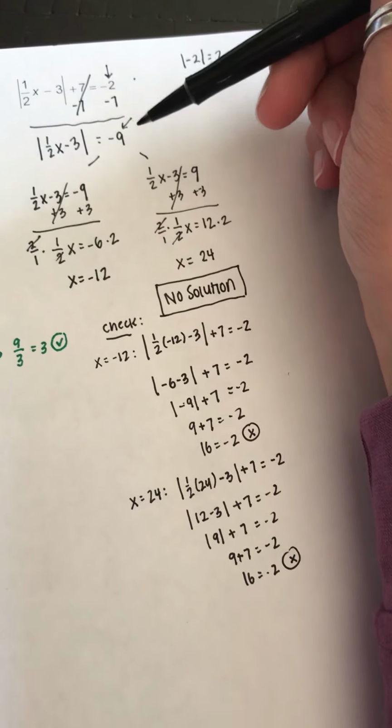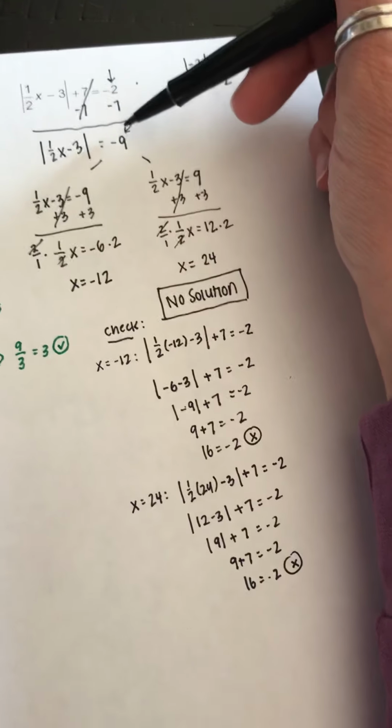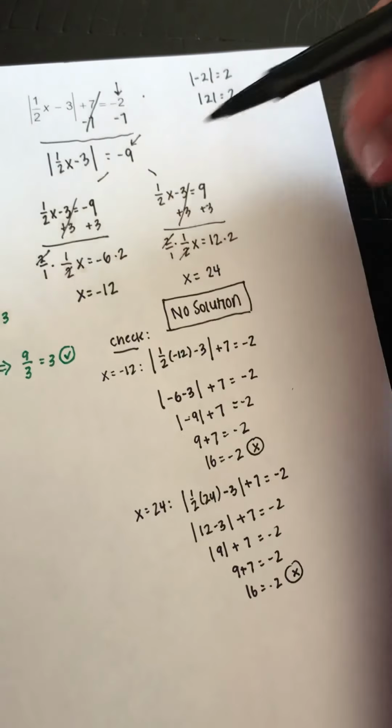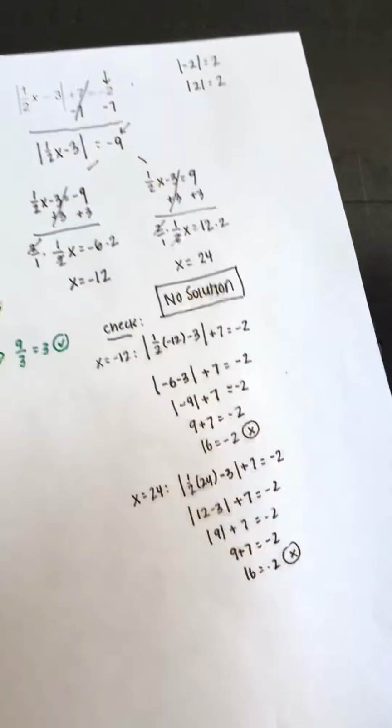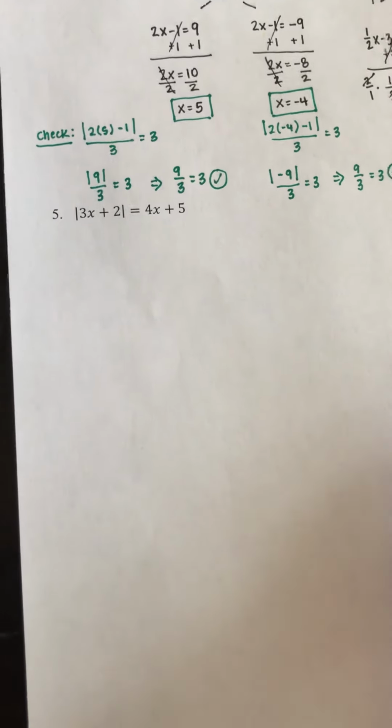And you guys can do that from now on. If you're noticing that once you get the absolute value bars by themselves, a negative number is on that side, you can automatically say there's no solution. So we'll look at one more example.